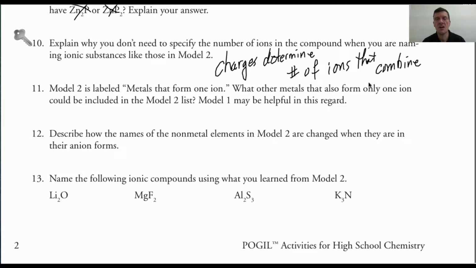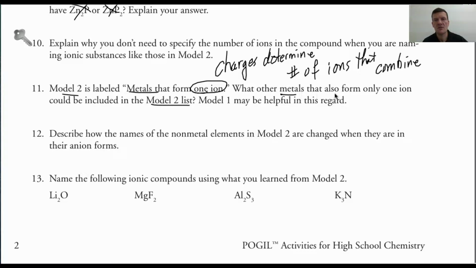Remember to give you a total charge of 0. Model 2 is labeled metals that form 1 ion. Okay, we've kept it simple so far. This is just for 1 ion. What other metals that form only 1 ion could be included in Model 2 list?